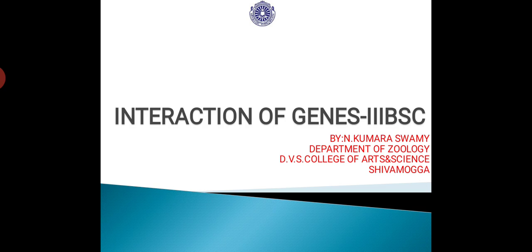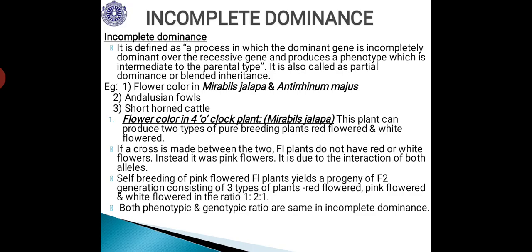There are different kinds of interaction of genes, and for your syllabus you will have to learn inheritance patterns like incomplete dominance, epistasis, hypostasis, supplementary gene interaction, complementary gene interaction, multiple factorial interaction or multiple gene interaction, and then multiple allelism, etc. Today let me go through the first interaction of genes, which is known as incomplete dominance.